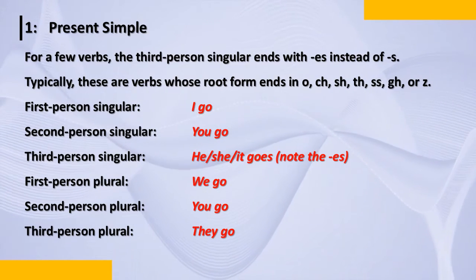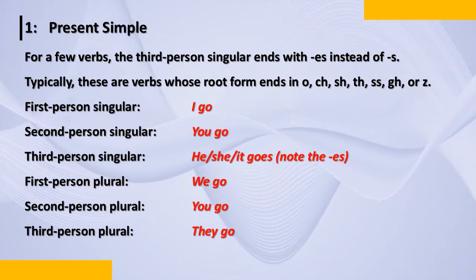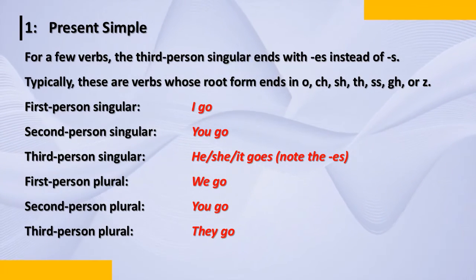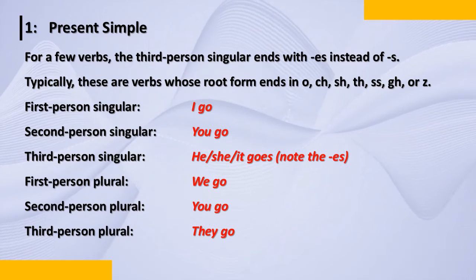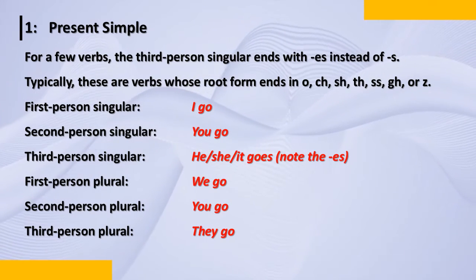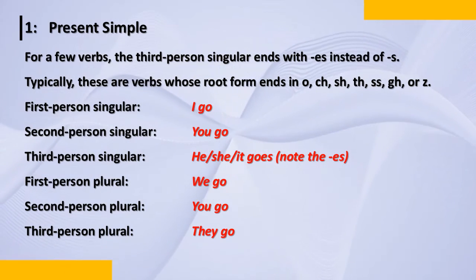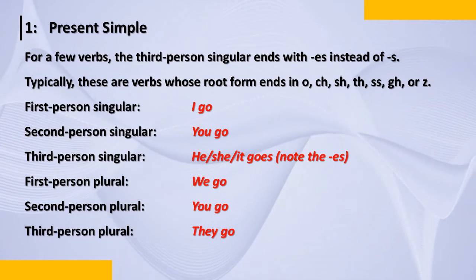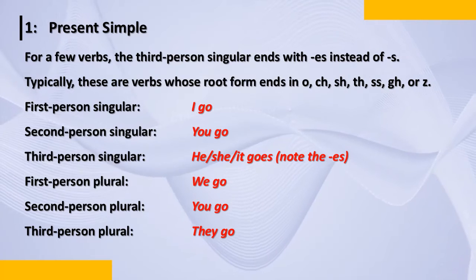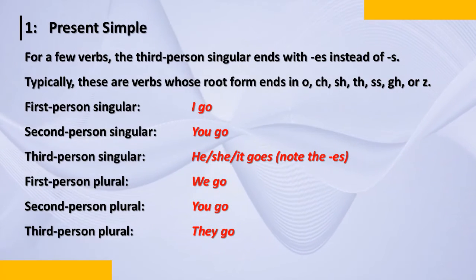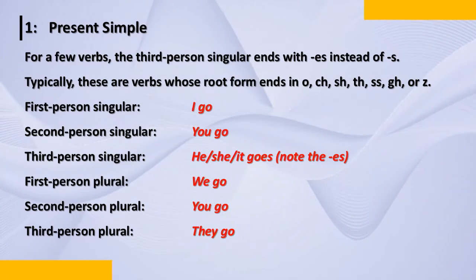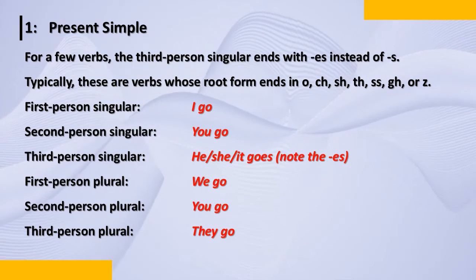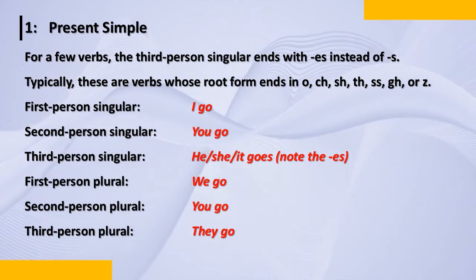He goes to church every Sunday. In the first person, we go to the park every evening. Second person, you go. And the third person, it becomes they go. So when do you add es? The third person singular always ends with es. Not in the first and the second.